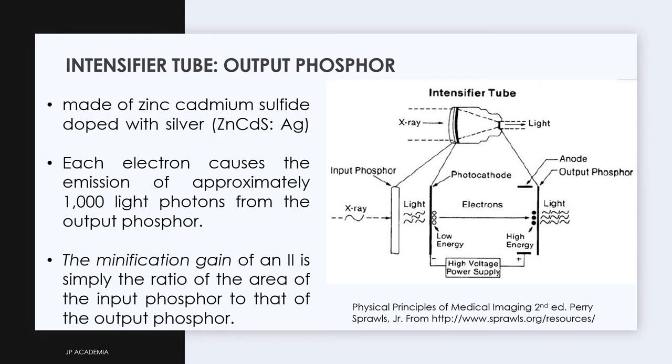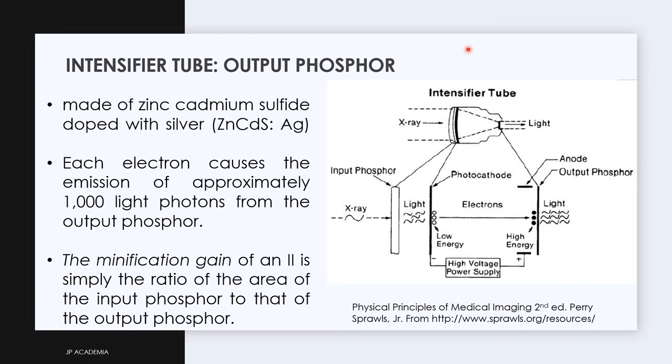Next part of the image intensifier tube is the output phosphor. It is made of zinc cadmium sulfide, doped with silver, and has a green emission spectrum, about 513 nanometers. The crystals are very small, 1 to 2 micrometers, and the output phosphor is quite thin, about 4 to 8 micrometers, to preserve high spatial resolution. So this is somewhat similar to our discussion of the screen-film system.